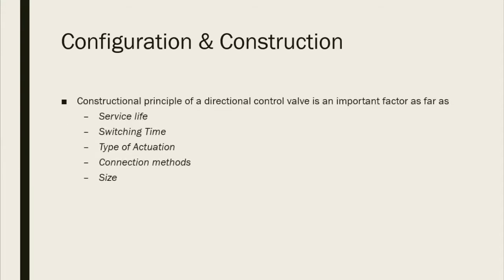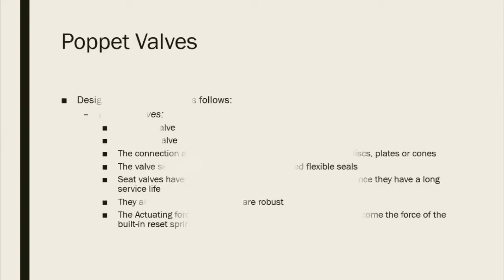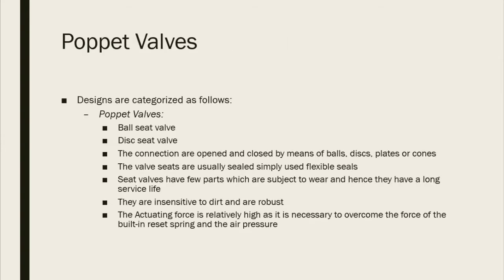As per the constructional principle of a directional control valve, it is an important factor as far as service life, switching time, time of actuation, connection methods, and size is concerned. As per the designs, there are two kinds or categories of this, one of which is the poppet valves. There are two kinds of poppet valves: a ball seat valve and a disc seat valve. The connections are opened and closed by means of balls, discs, plates, or cones.